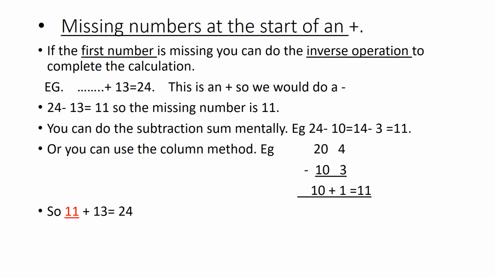Alternatively, I know some of you like using the column method. So when you do 24 take away 13, you might like to set it out in columns like I've done here. You partition the 24 first into 20 and 4, then you partition the 13 into 10 and 3, and then we always do the ones first, so we'd go 4 take away 3 is 1, then 20 take away 10 is 10, and then we'd go 10 add the 1 equals 11. So down the bottom you can see that that missing number is 11.